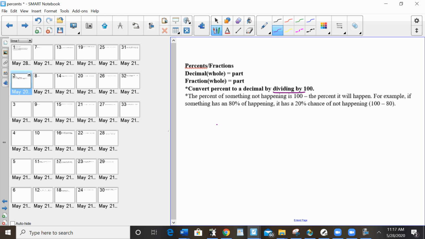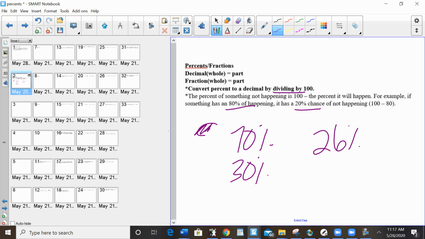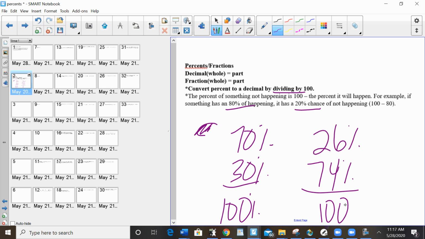So what that means is, if something has an 80% chance of happening, then there's a 20% chance of it not happening. The probability of something happening and the probability of something not happening must add to 100%. So if the probability of something happening is 70%, the probability of it not happening is 30%. If the probability of something happening is 26%, the probability of it not happening is 74%. In all cases, the probability of something happening and the probability of it not happening has to always add to 100, so we're subtracting from 100 to find the probability of it not happening.